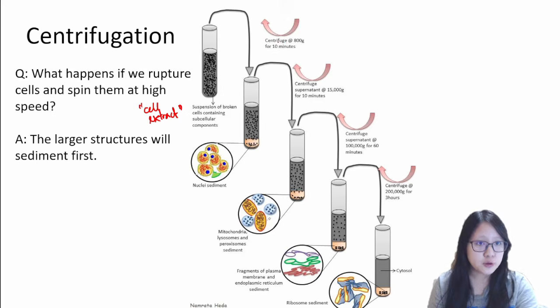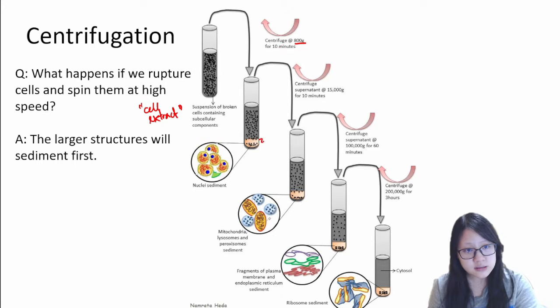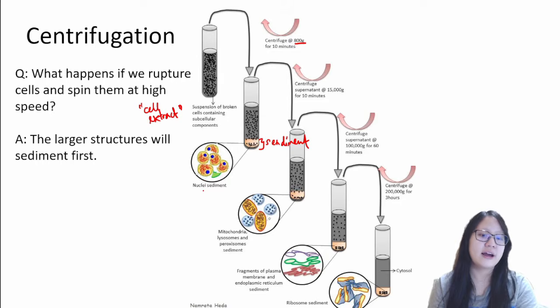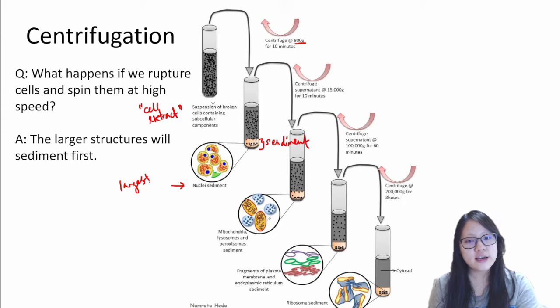We centrifuge it, we spin it at high speed, 800 G, so G is a unit here, so 800 gravitational force, I think, for 10 minutes. And we realize what would sediment, this is the sediment. What would sediment is the nuclei first. Why? Because this is the largest organelle.